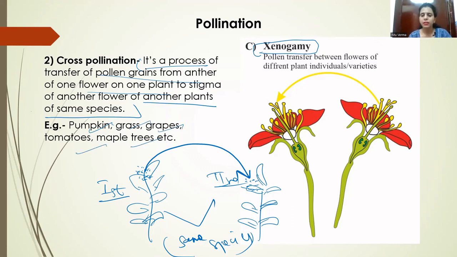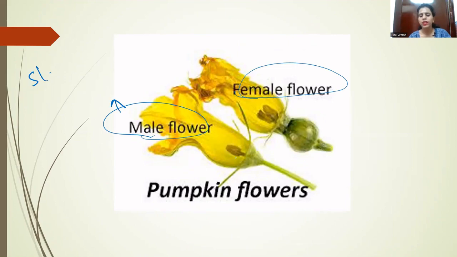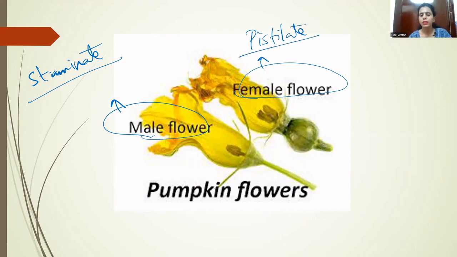Okay. The next slide shows the image of a pumpkin flower. So you can see here in this image of a pumpkin flower, one flower is a male flower and one flower is a female flower. This male flower, which only has stamen, is known as staminate. And this female flower, which has pistil, is known as pistillate. Okay. So these are pumpkin flowers. In pumpkin flowers, cross-pollination occurs.